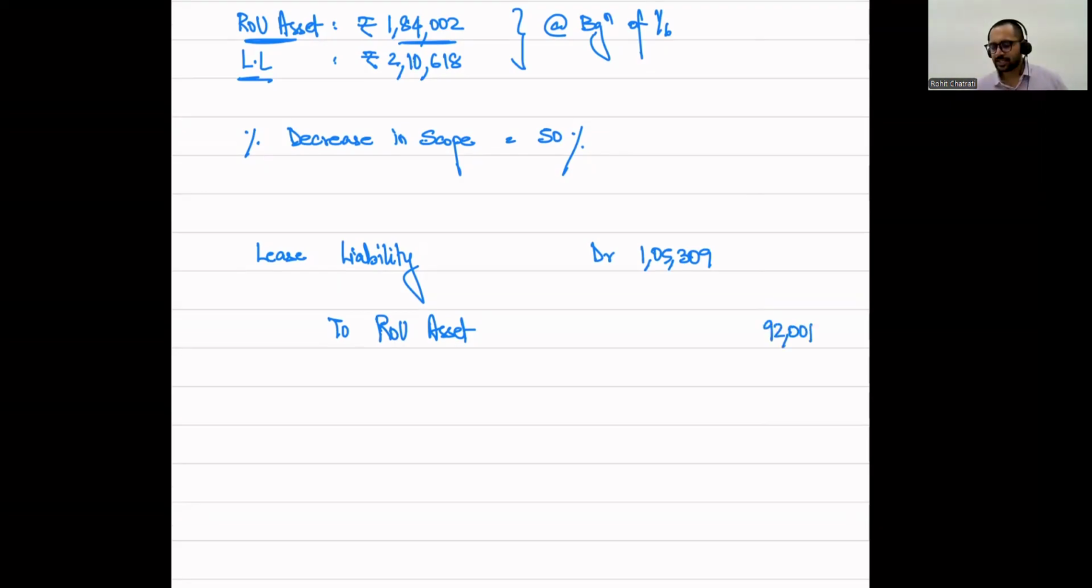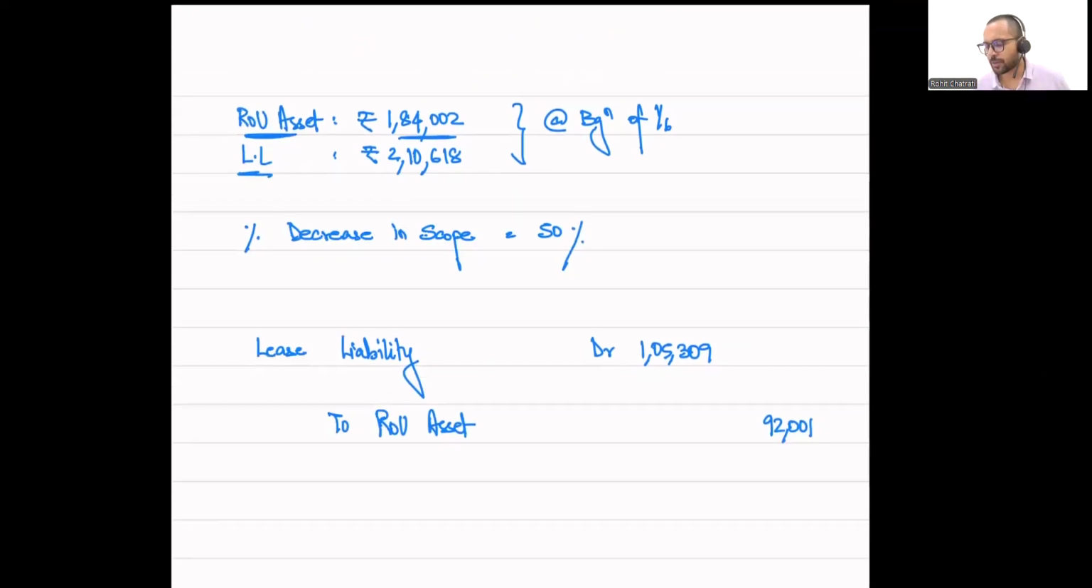All right. What the standard is saying is you calculate the carrying amounts at the beginning of year six. Since the percentage decrease in scope is 50 percent, reduce lease liability by 50 percent and reduce ROU asset also by 50 percent of their respective carrying amounts. Lease liability was being carried in the books of accounts at 210. Therefore, we are debiting 105, and ROU asset was being carried at 184. Therefore, we are crediting 92,000. We are reducing ROU asset by 92,000.